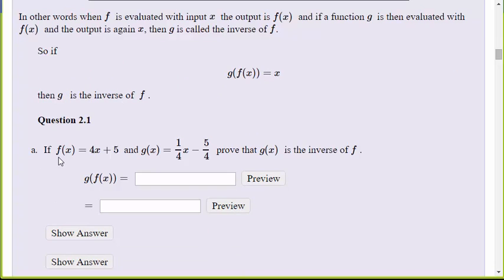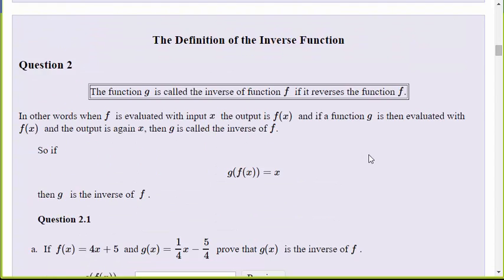Look here. If this is f of x, and that is g of x, prove that g of x is the inverse. So notice here, they say, in other words, if f is evaluated with an input, in other words, we put an x value into f, the output is f of x. It's now the answer that I get when I put it in. And if g is then evaluated with this f of x, in other words, I take this answer that I got and I now put it into g, and the output is again x, in other words, what I originally put into f, then g is called the inverse.